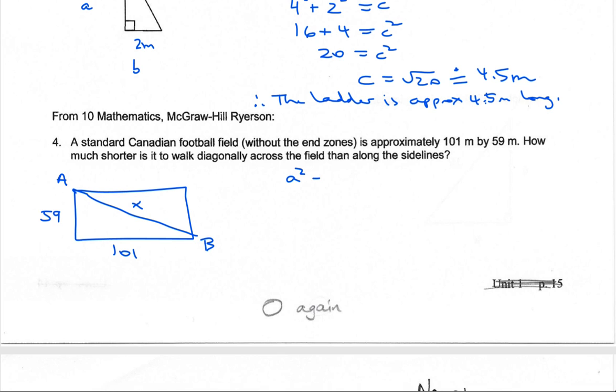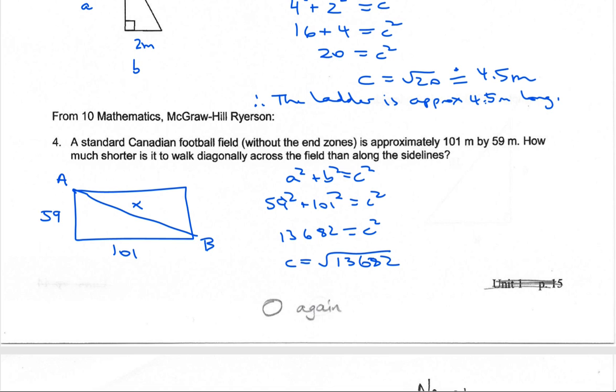So again, we'll use a squared plus b squared equals c squared. So the two shorter sides are 59 squared plus 101 squared equals c squared. Add those up. I'm going to do it all at once in my calculator. Doesn't matter. And I get 13682. So c squared is 13682. So c is the square root of that, which is about 117 meters.